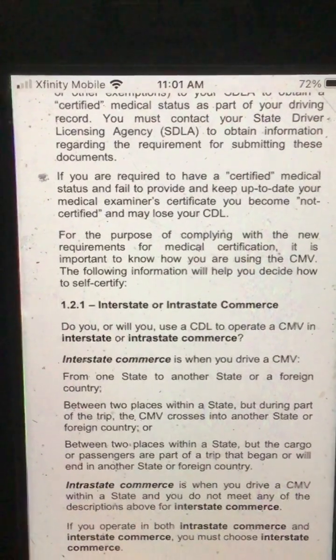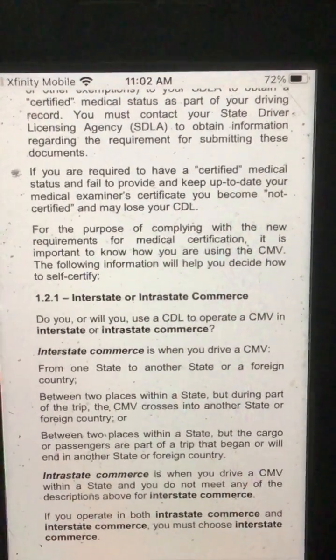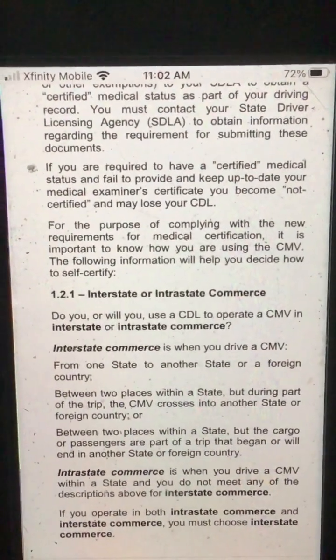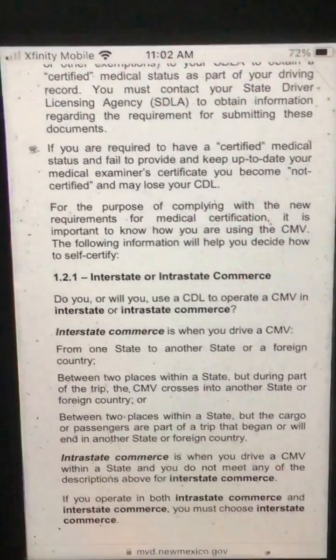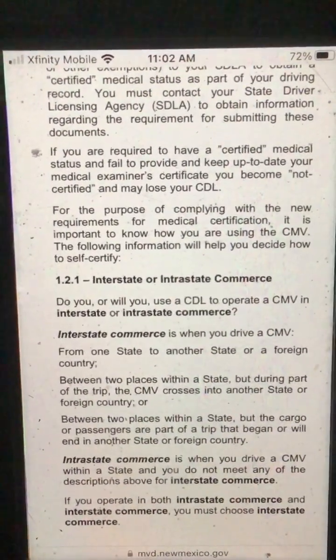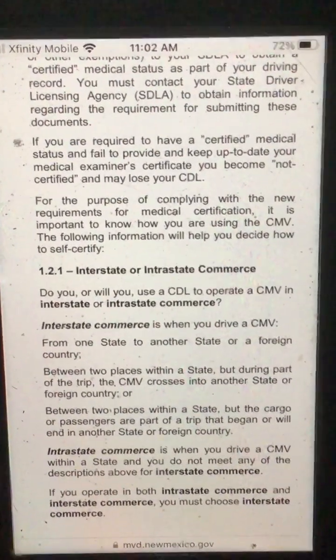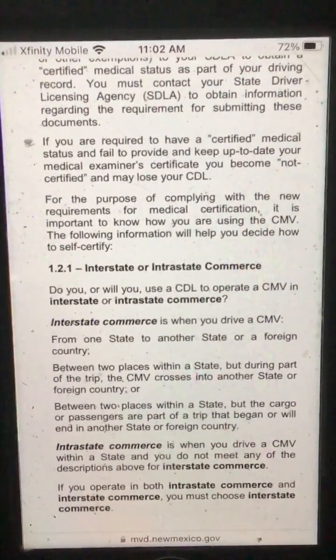1.2.1 Interstate or intrastate commerce. Do you or will you use a CDL to operate a CMV in interstate or intrastate commerce?